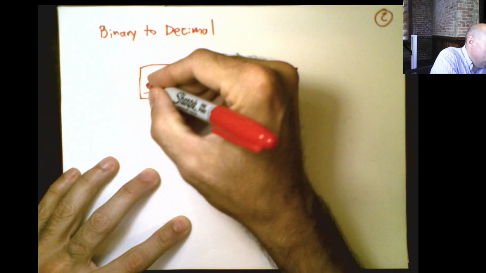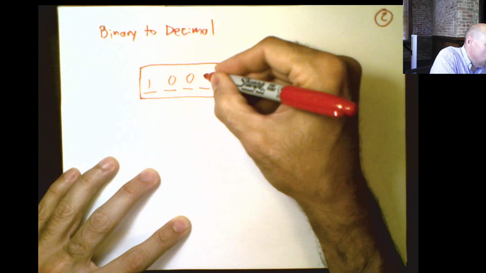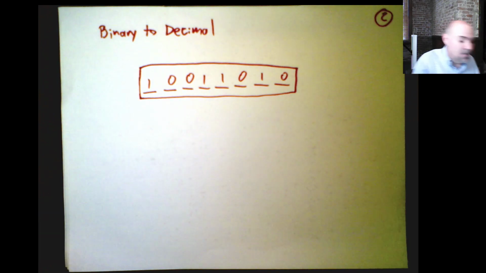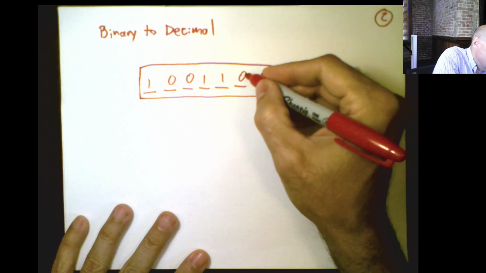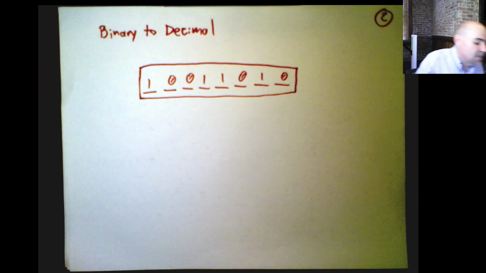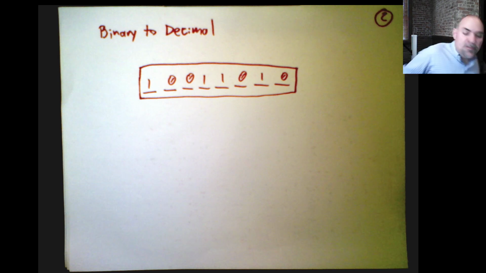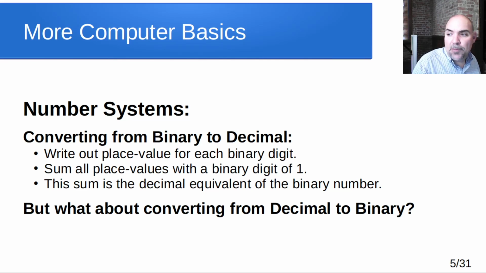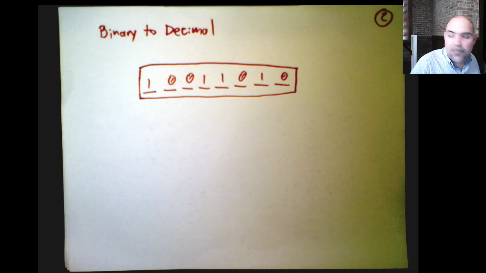All right, so I'm going to put a number in there. Let's do 1, 0, 0, 1, 1, 0, 1, 0. All right, so there's a number. There's no significance to that. I just kind of randomly picked 1s and 0s there. Now, what number is that? So we want to figure out what that is in decimal. If you remember, the process for that is looking back at the slides. We write out the place value for each binary digit, and any binary digit that has a value of 1, we add that up, and then the sum that we come up with is the decimal equivalent of that binary number.